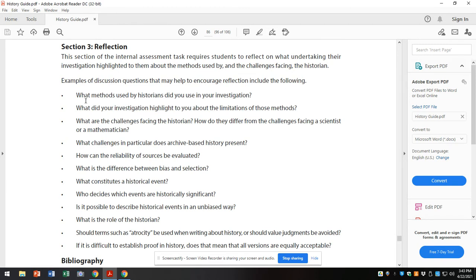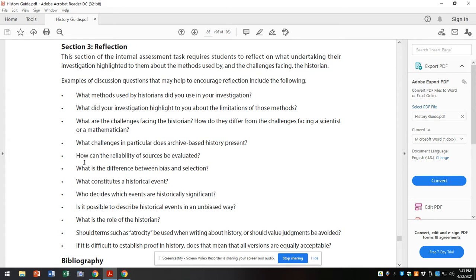It's a reflection on the process, on the historical process. What methods used by historians did you use in your investigation? Probably reviewing secondary documents. What did your investigation highlight to you about the limitations of those methods? It depends on the quality of the sources. What are the challenges facing the historian? How do they differ from the challenges facing a scientist or a mathematician? You know, if history is a social science, and I think you can argue that it is, it's a very loosey-goosey sort of science. It's fuzzy. What challenges in particular does archive-based history present? And I think this answers that question to some degree.